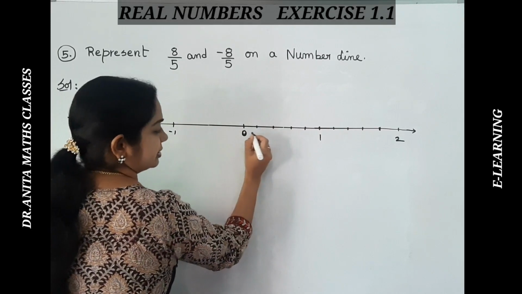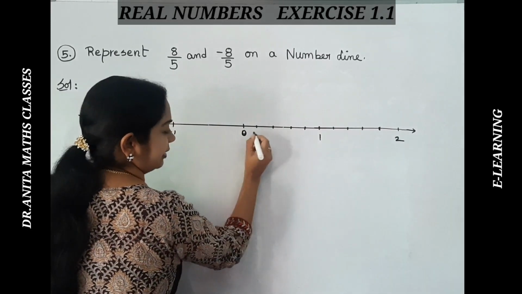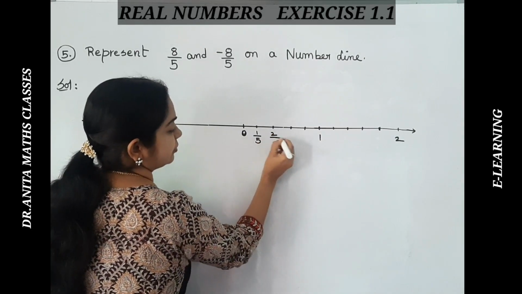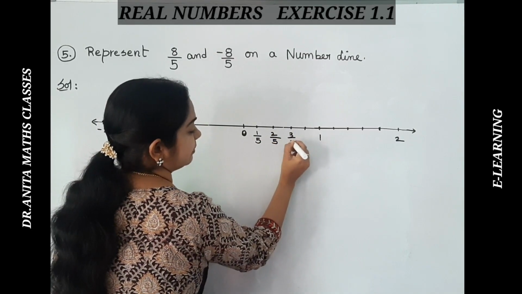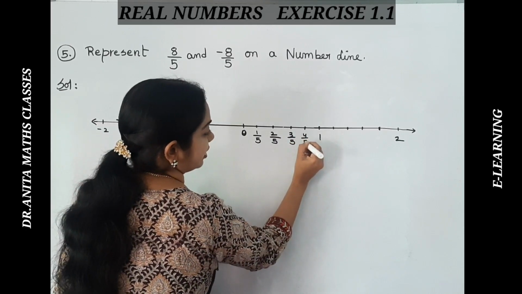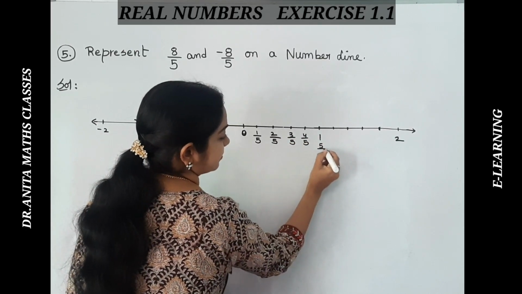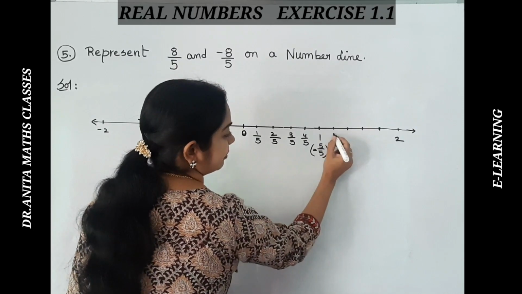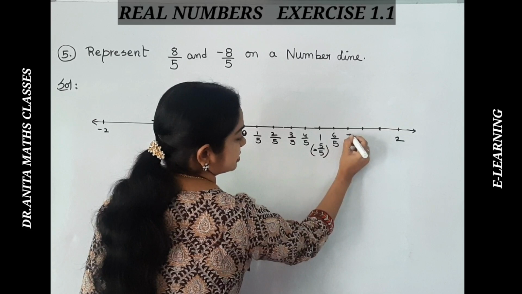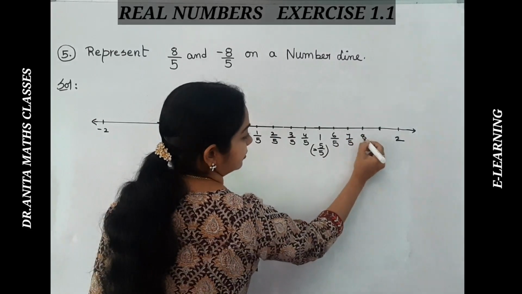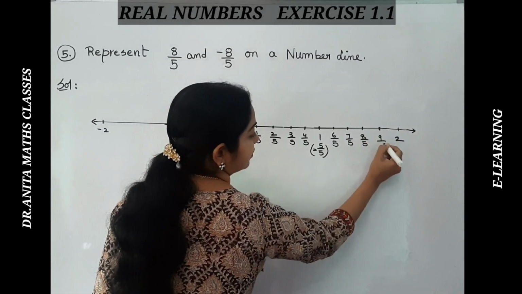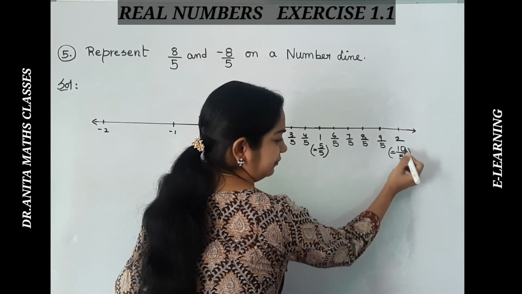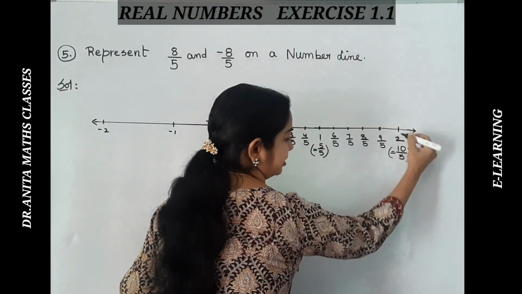Here let us start. This is 0 over 5, that means 0 only. Then the first one is 1 over 5, 2 by 5, 3 by 5, 4 by 5. This one is 5 over 5, which is nothing but 1. Then again, 6 over 5, 7 over 5, 8 over 5, 9 over 5, 10 over 5. 10 over 5 is 2. So that's what we have written here.